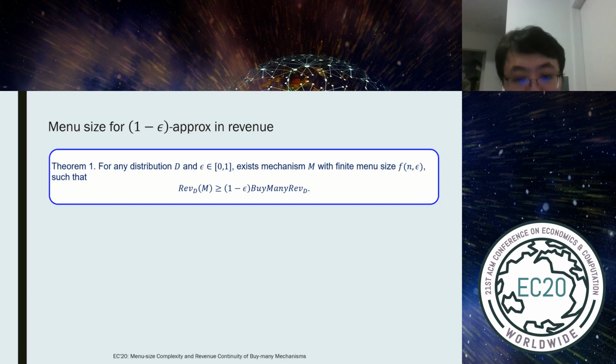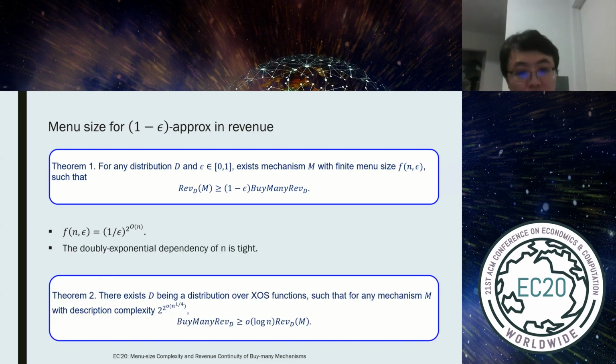In this theorem, the menu size needed, the function f, is a double exponential of the number of items. So this may seem like a super large value, but actually we can prove the following tightness result, showing that no mechanism with description complexity sub-double exponential in n can get better than a log n approximation in revenue, even when the distribution is over some XOS valuation functions. So the dependency on n is essentially tight.